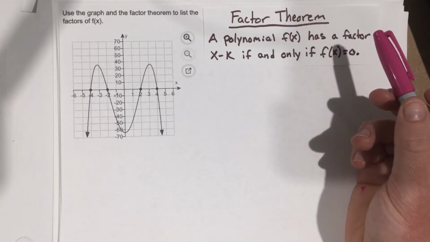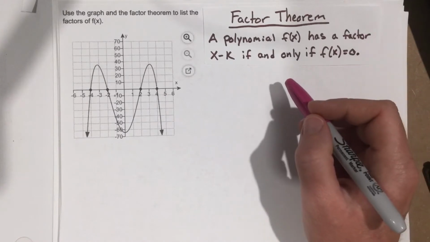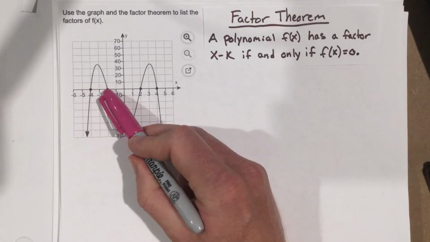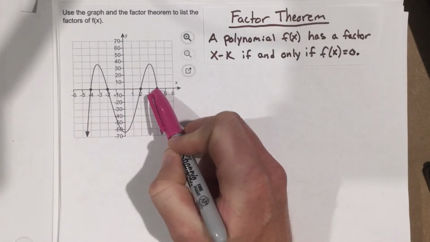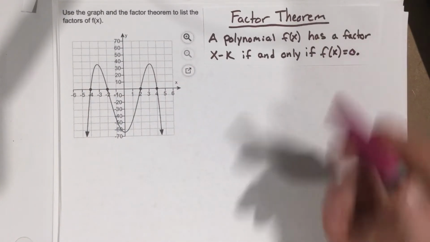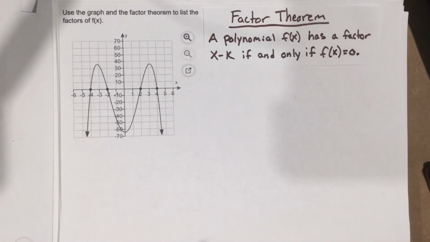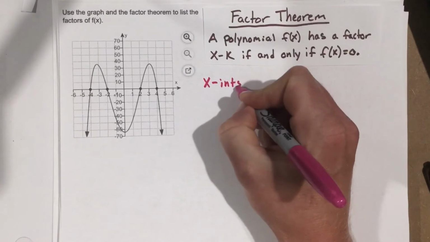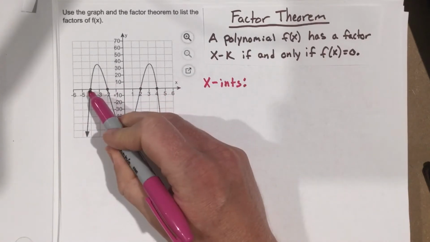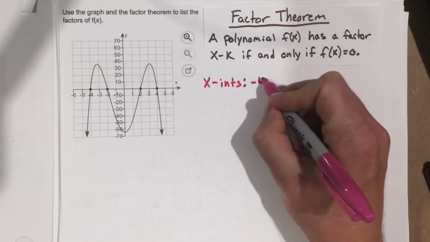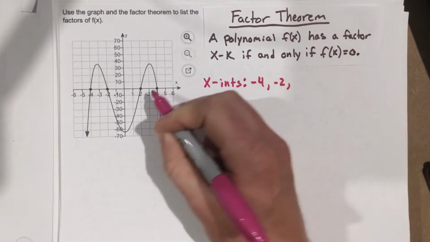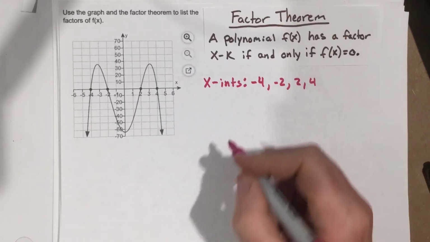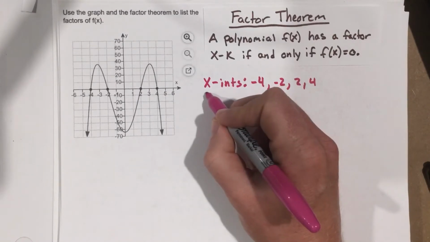Well, when does that happen? That happens anytime the graph crosses the x-axis. So the x-intercepts of a function are factors. So let's go ahead and look at what the x-intercepts are. Well, the x-intercepts are -4, -2, 2, and 4. Now the x-intercepts, remember, we refer to them as zeros.